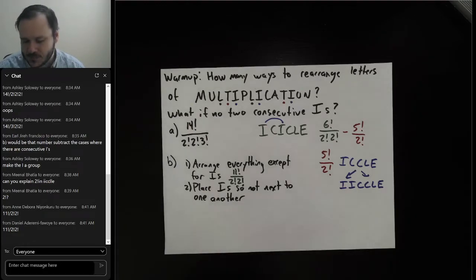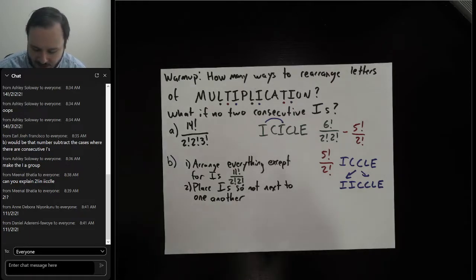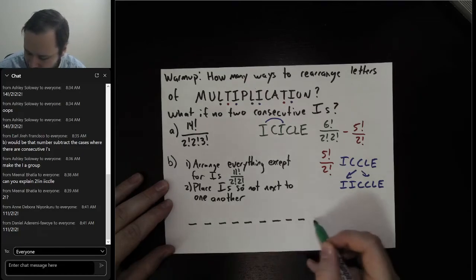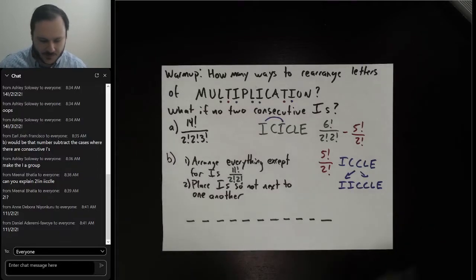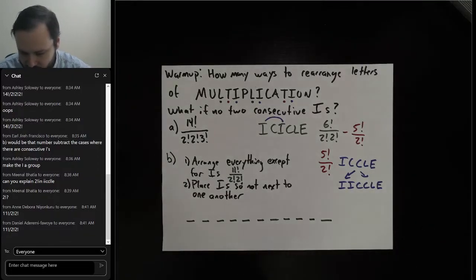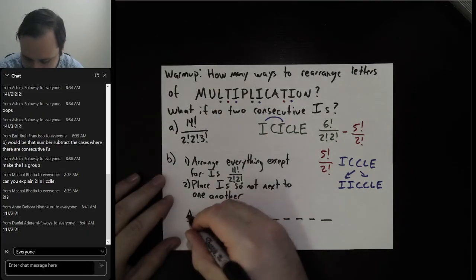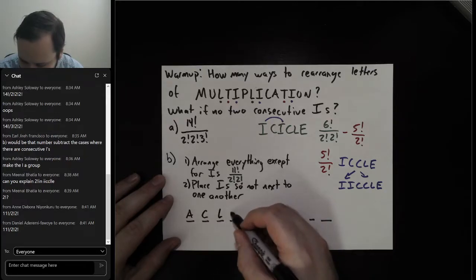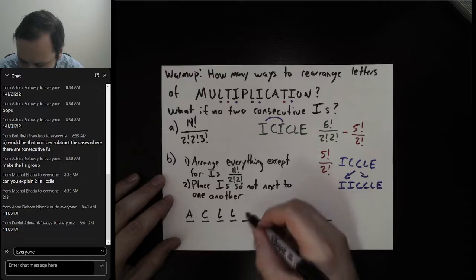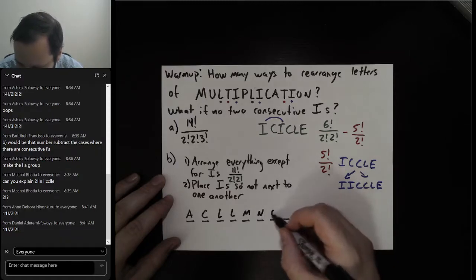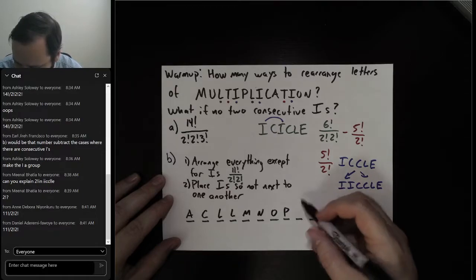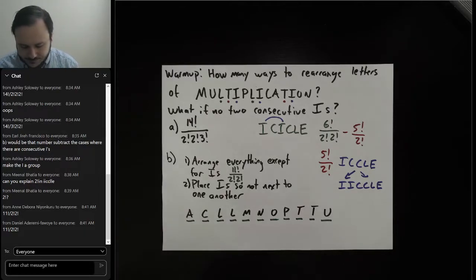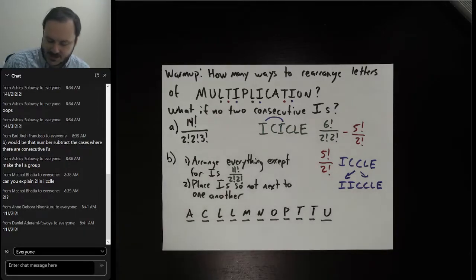Now, I have 11 letters set out in a row, right? Just as an example, maybe I have A, C, L, L, M, N, O, P, T, T, U. Maybe that's the particular arrangement that I settled on.